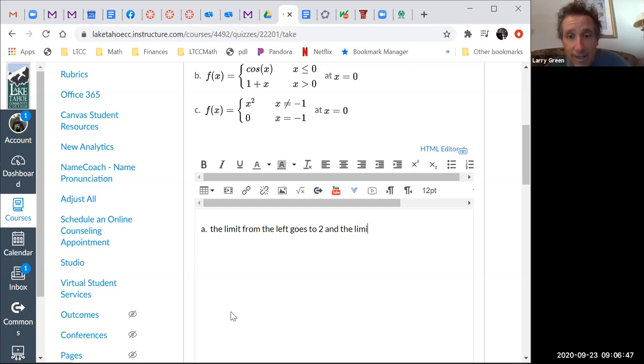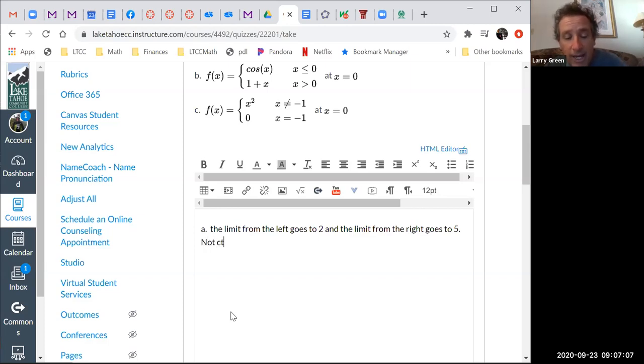And the limit from the right goes to 5. So what do we say about the limit? It's not continuous. Yeah, I mean, that's right. The limit doesn't exist, not continuous.